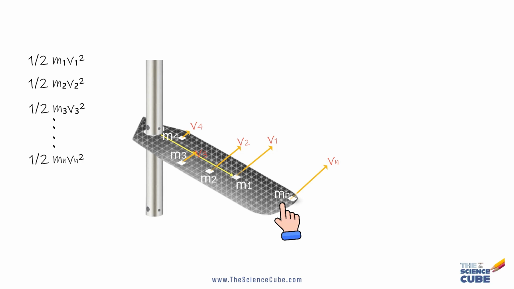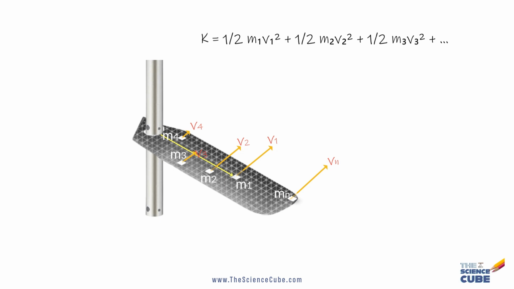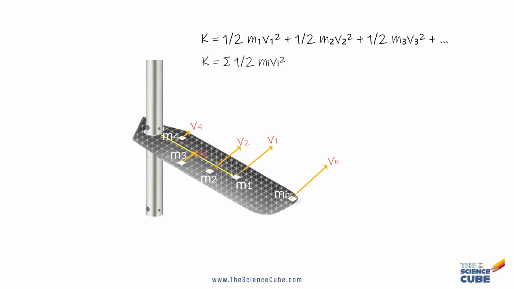Now, if we add up the kinetic energy values of each of these particles, we get the total kinetic energy of the entire blade as this. And the shorthand for writing this long expression is sigma half mi vi square, where mi is the mass of the ith particle and vi is its speed. And we say that the i value changes from the first particle, that is particle number 1, to the last particle, that is particle number n. In fact, we should add the last term, that would be half mn vn squared over here as well.